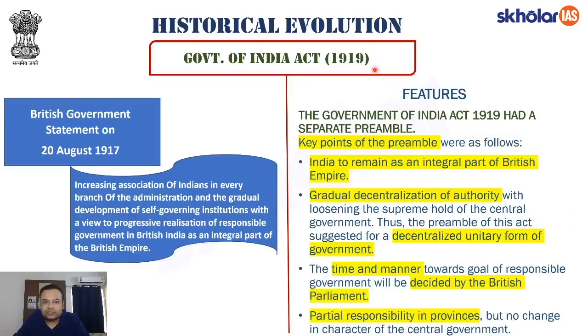Now, let's try to understand some of the most important features of the Government of India Act. So the first important feature is that the 1919 Act had a separate preamble. We know that our present day constitution also has a preamble. After a lot of deliberation and discussion, the Supreme Court has accepted that the preamble forms the basic structure of the Indian Constitution. It is very much a part of the Indian Constitution because it explains the goals that we seek to achieve.